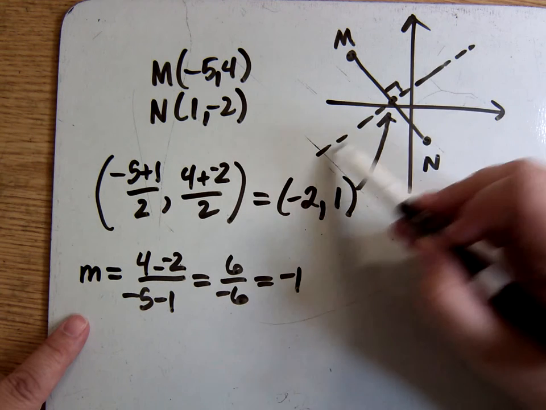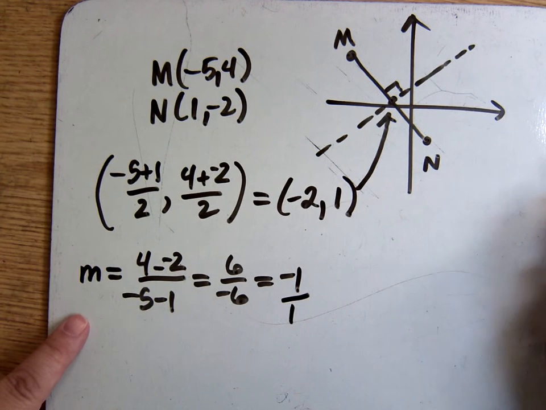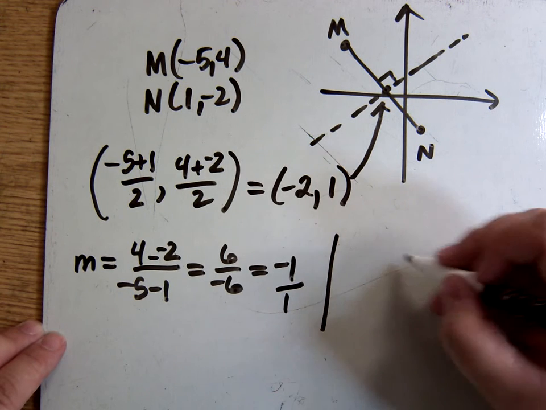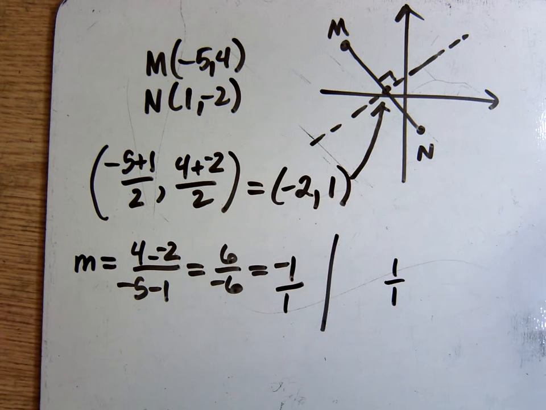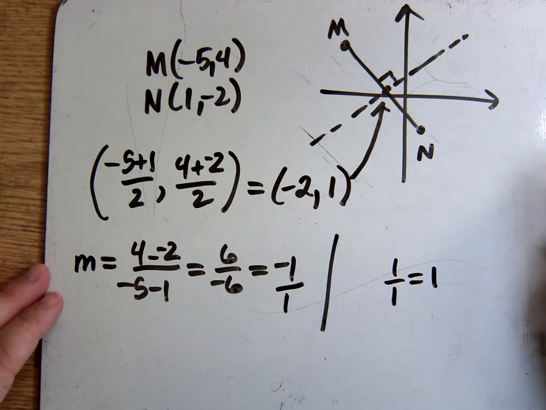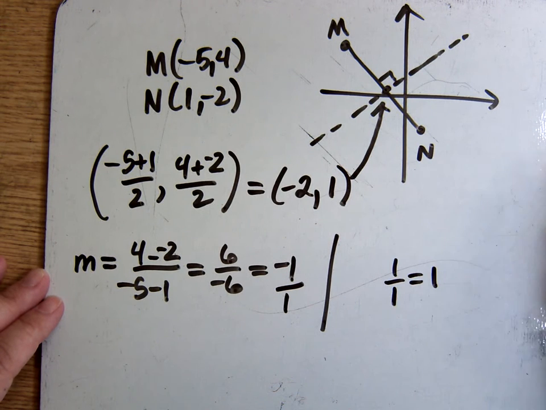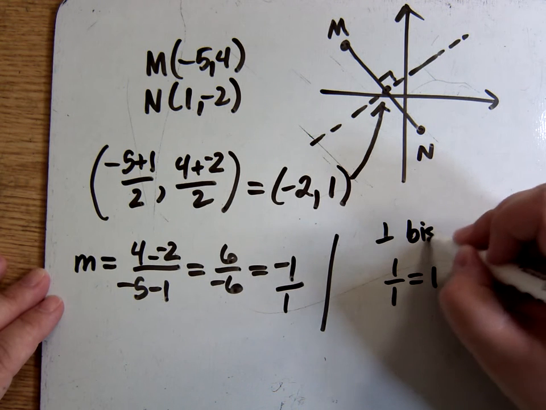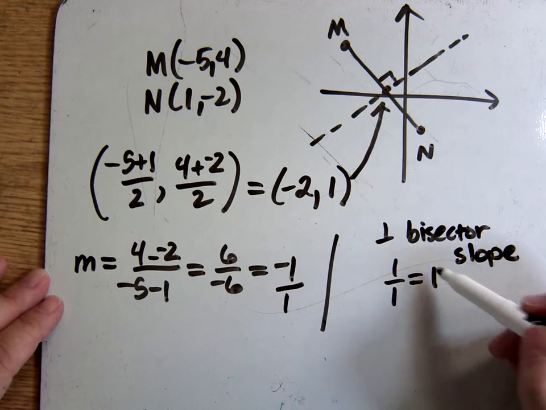To find the slope of the perpendicular line, we have to take that and flip it over. So I'm going to go ahead and write it as a fraction by putting it over 1. We're going to change the sign. It's negative now, make it positive. Flipping it over just gives me 1 over 1, which is just 1. So if you have negative 1, the negative reciprocal of negative 1 is just positive 1. So this is the perpendicular bisector slope. So that's what I wanted.